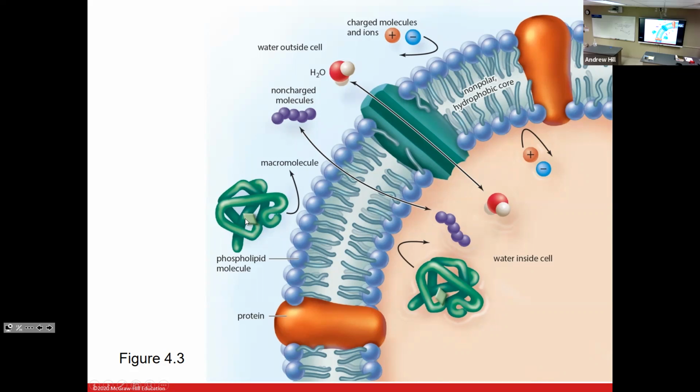So those can have positive charges, they can have negative charges, they can be polar. All that makes it difficult for the protein to get across. Plus, they're pretty gigantic molecules too.